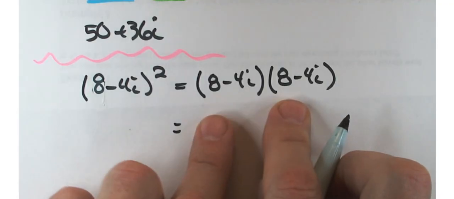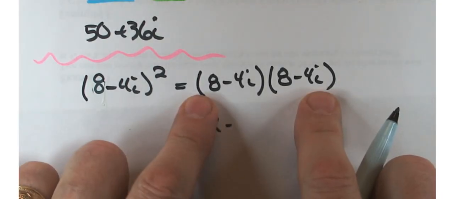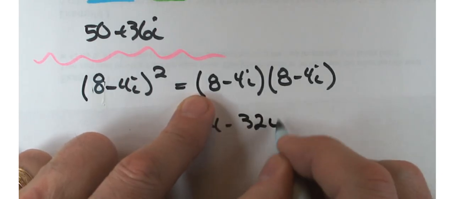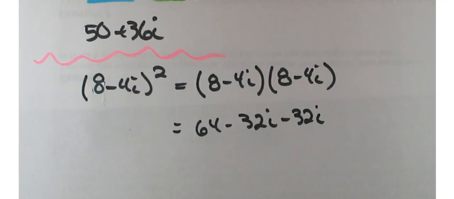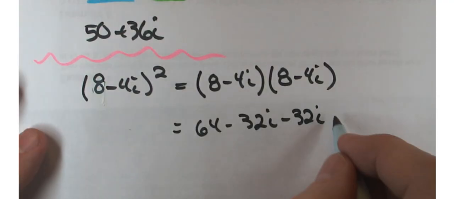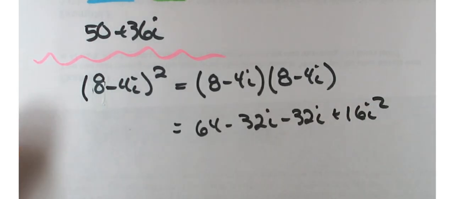So that's going to be 64 minus 32i. And you actually get that term twice. Now in college algebra, I'll start talking about a tiny shortcut for these things, but for this class, just multiply it by itself, then clean things up.